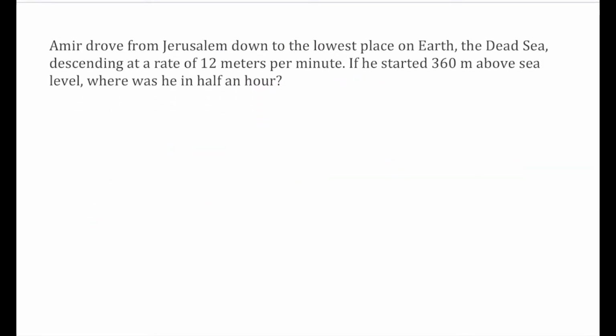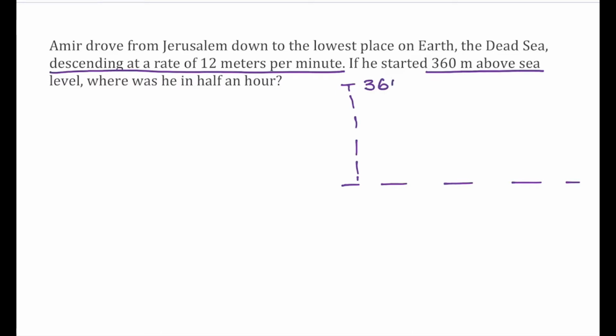So we have Amir, who drove from Jerusalem down to the lowest place on earth, the Dead Sea, and he's descending at a rate of 12 meters per minute. If he started 360 meters above sea level, remember, above is positive, so he's going from somewhere here. So he is 360 meters above sea level, and he starts going down at 12 meters per minute.